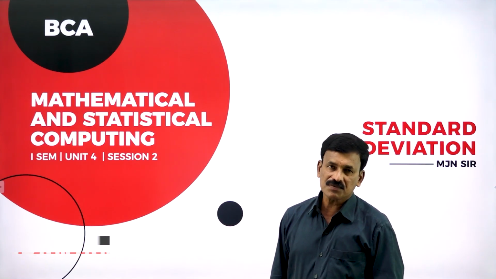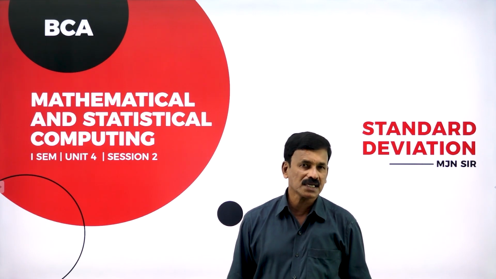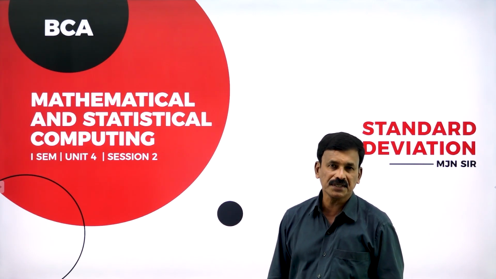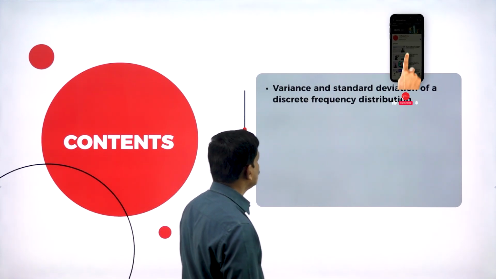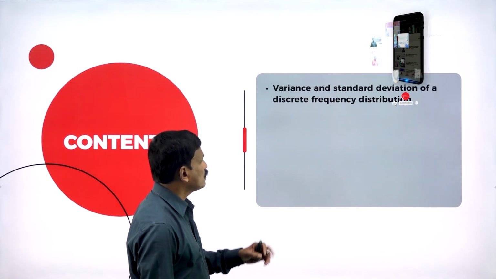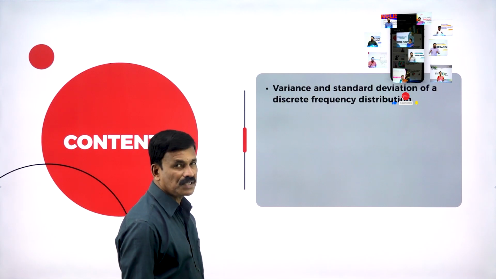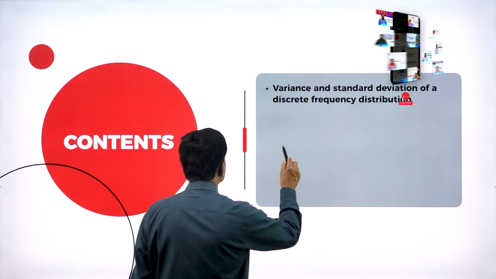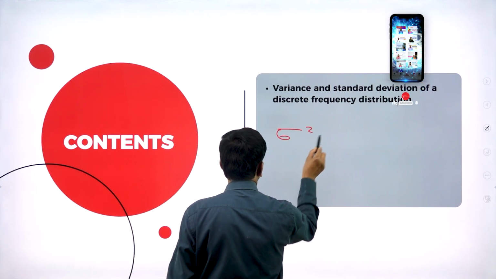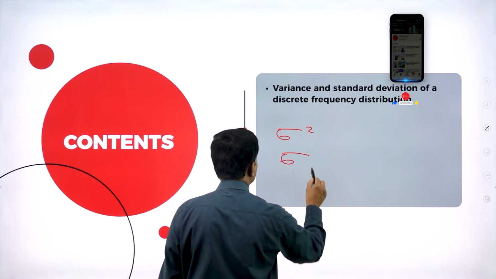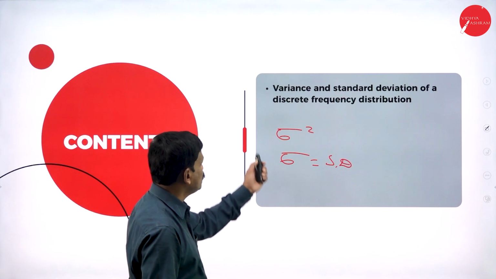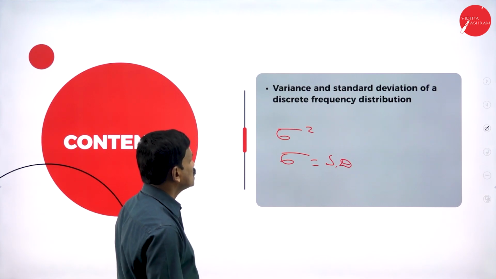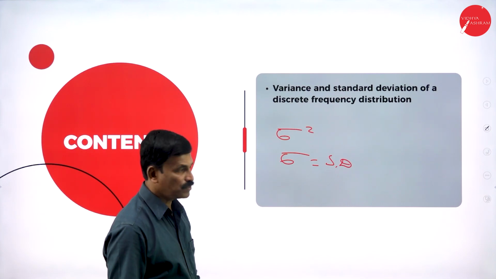In my previous class, we have discussed variance and standard deviation for ungrouped data. Today in this session, I am going to discuss variance and standard deviation of a frequency distribution, the discrete frequency distribution, that is the standard deviation, variance and the standard deviation. Variance rho square and the standard deviation for a discrete frequency distribution.